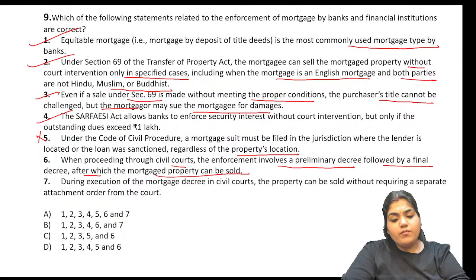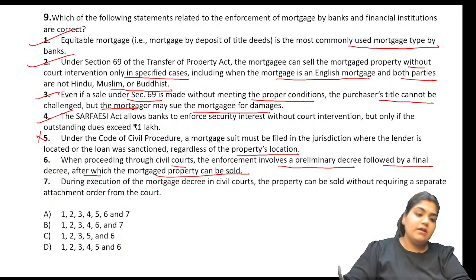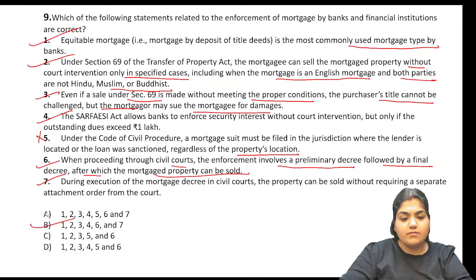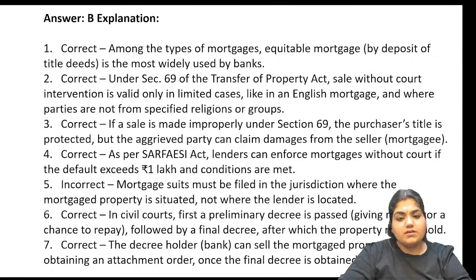During execution of the mortgage decree in civil courts, the property can be sold without requiring a separate attachment order from the court. Yes, the decree holder can sell the property without an attachment order if the final decree is obtained. Statement number 6 and 7 are also correct. That will give us everything without 5. B is the correct answer.